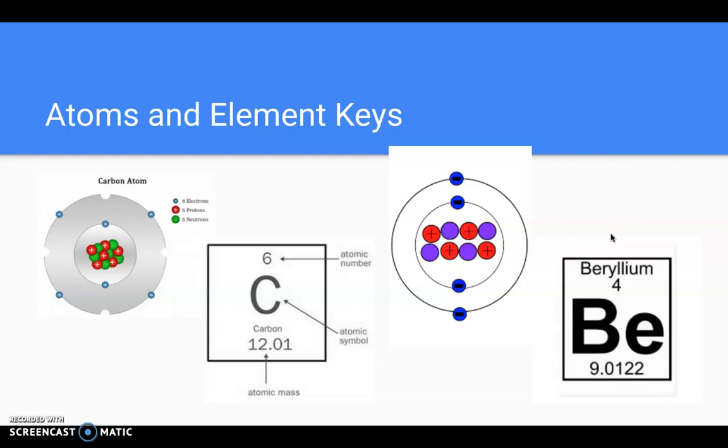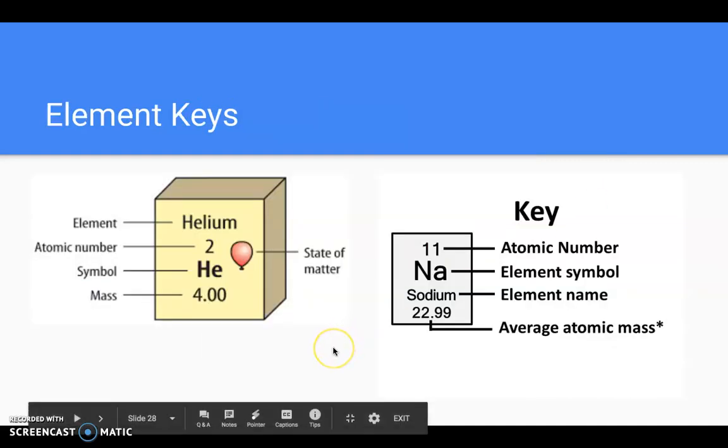Every element has its own specific atomic number, so no other atom will have 6 protons except for carbon atoms. No other atom will have 4 protons except for beryllium atoms. If the proton number were to change, it wouldn't be the same element. Element keys can tell us more information as well.